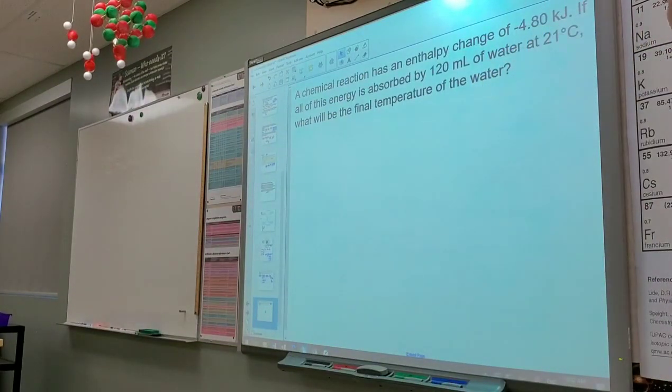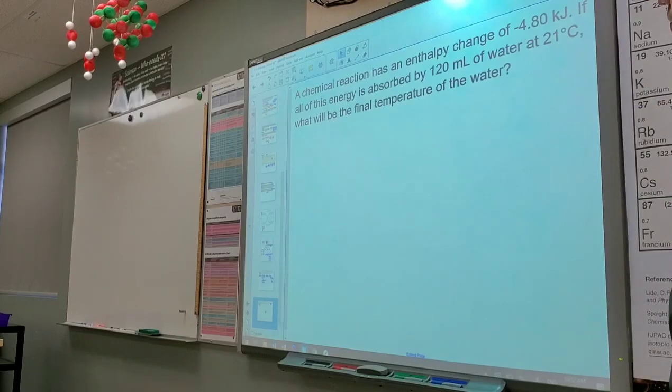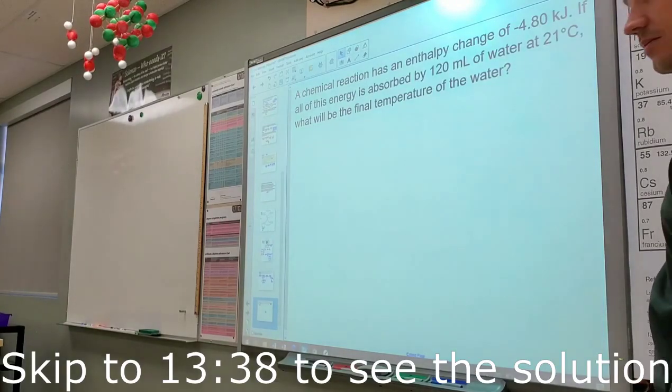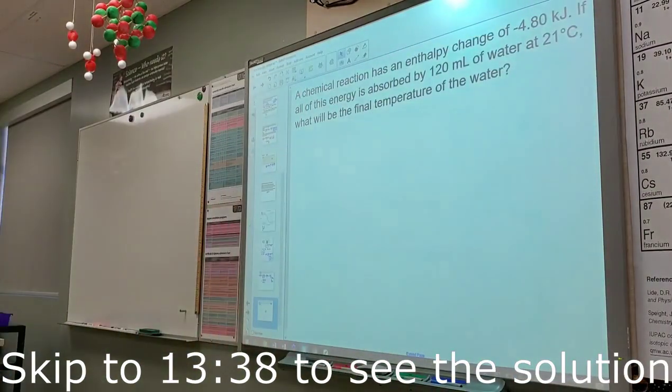Chemical reaction has an enthalpy change of 4.8 kilojoules. If all this energy is absorbed by 120 milliliters of water, that starts at 21 degrees Celsius, what will be the final temperature of the water? Go ahead, try this out. We're using unit analysis. All you have to figure out is what do we want? That's it. Max, did your hand go up? Yeah.